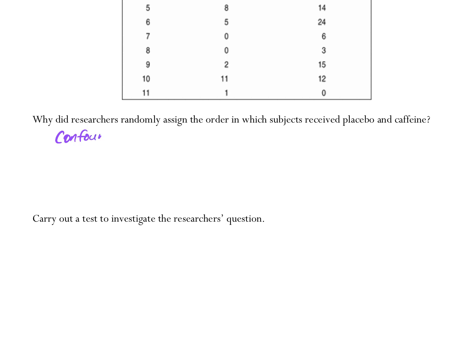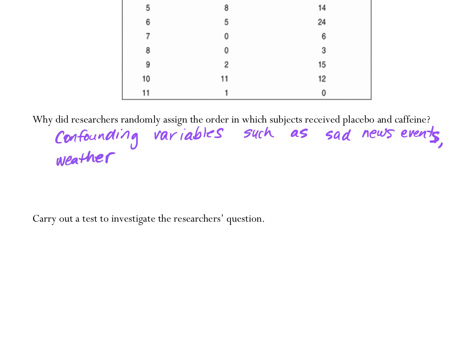We might say something like: confounding variables such as sad news events, weather, etc. will be present for both caffeine and placebo.